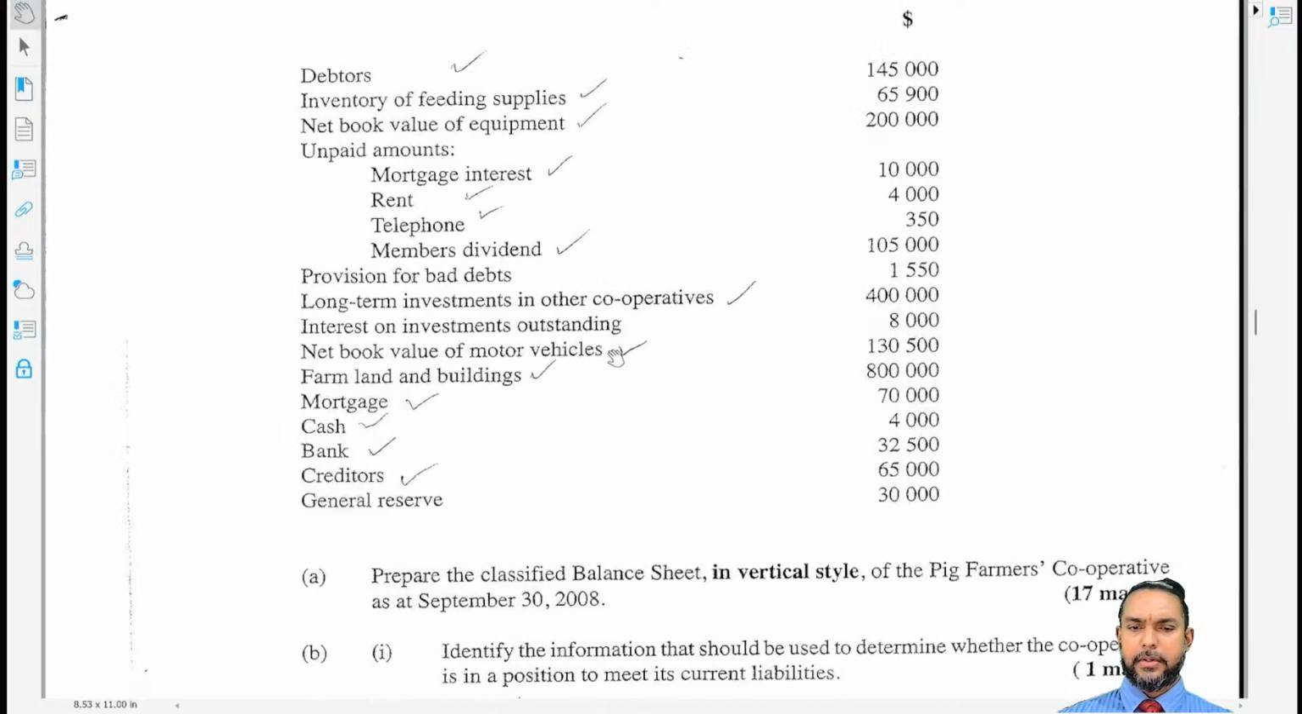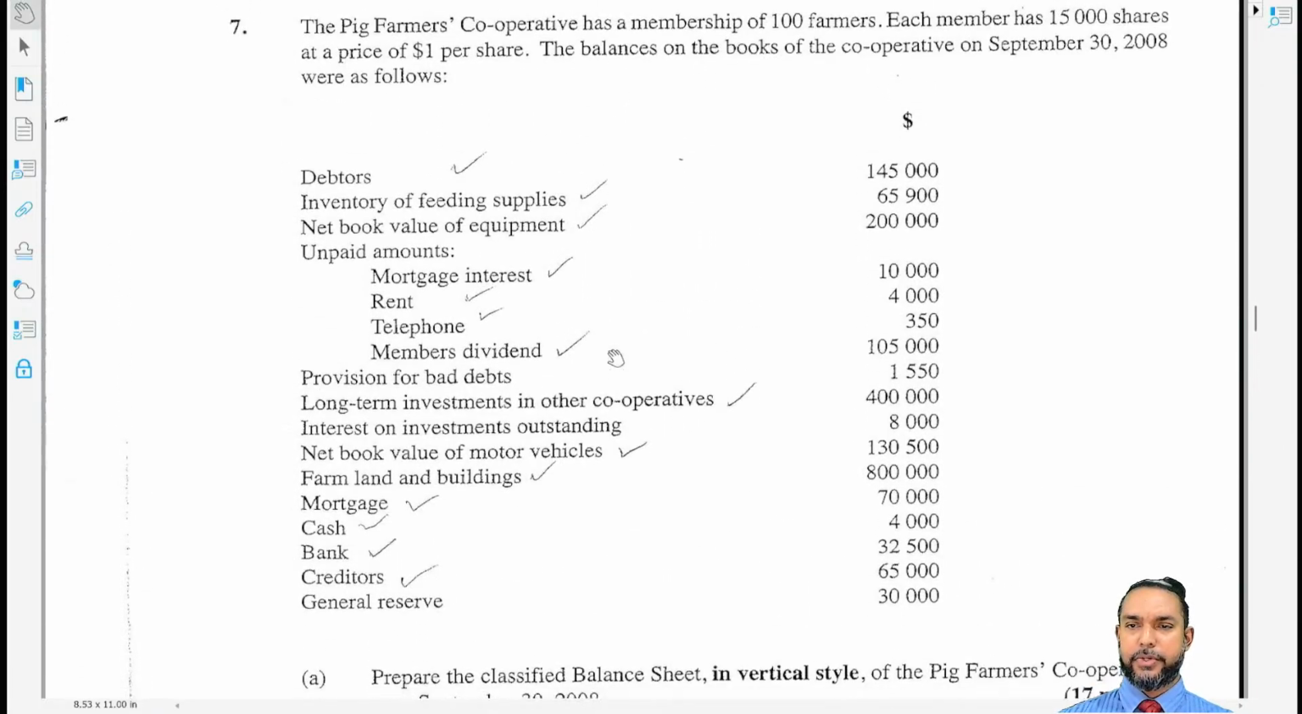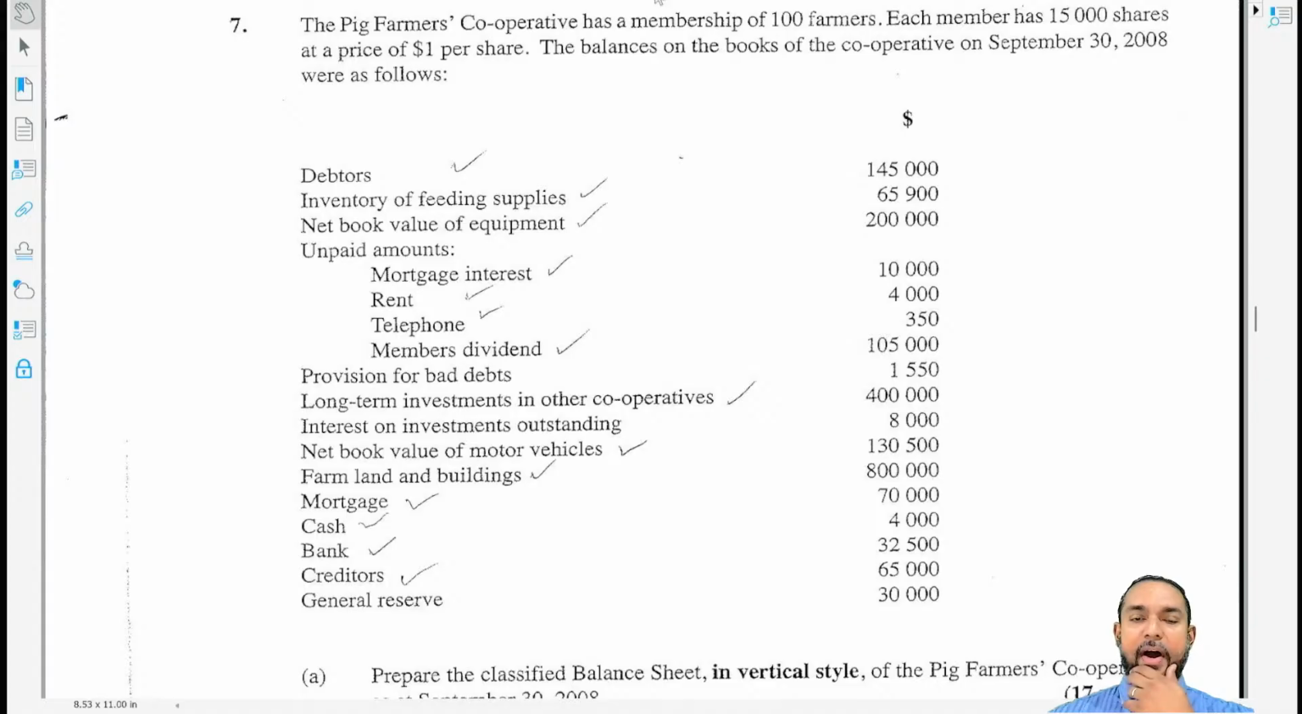Okay, so for pig farmers, we're going to do the same, right? Just the capital section. Again, we're focusing on this because that's the new part, right? The Pig Farmers Cooperative has a membership of 100 farmers. Each member has 15,000 shares at a price of $1 per share. So they gave us the amount of capital each member has, right? The balances on the books of the cooperative, September 30th, 2008, were as follows.